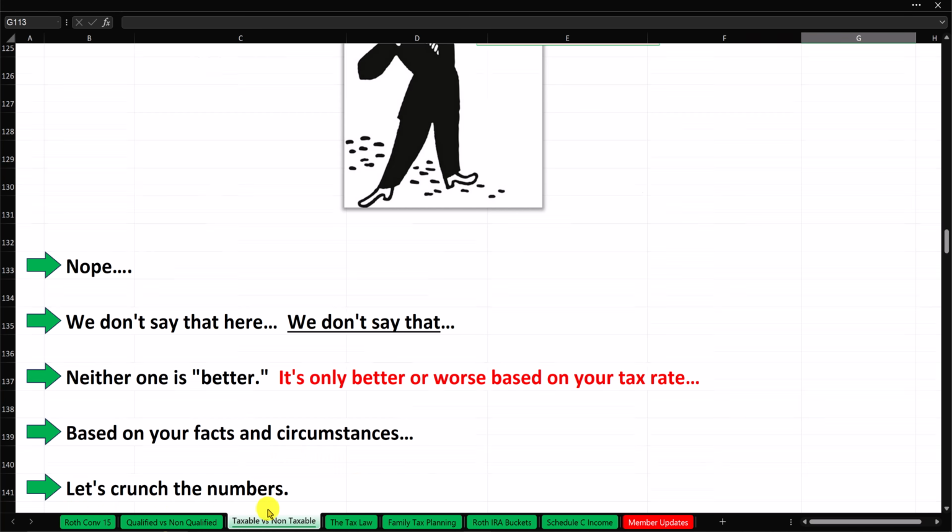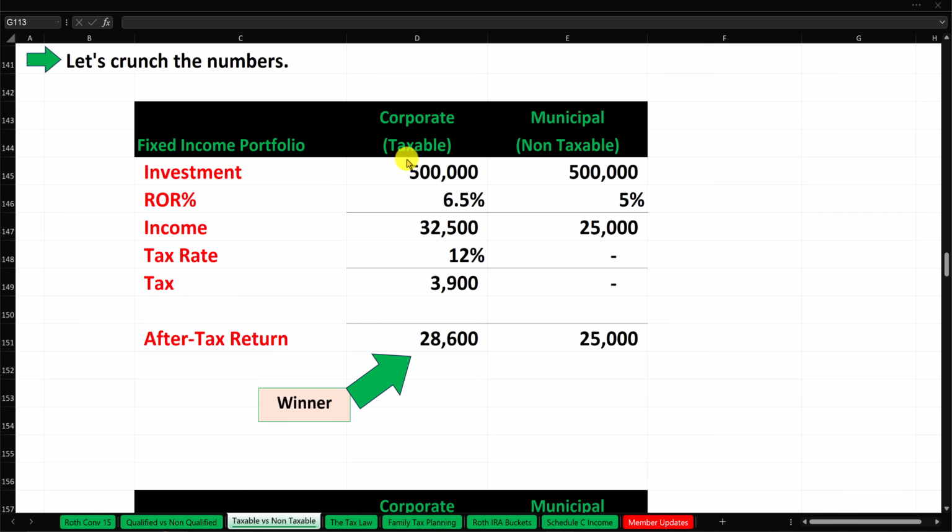Let's crunch the numbers. All right, let's analyze these side by side. So here's our corporate bond portfolio. That's our taxable income stream. Here's our municipal bond portfolio. That's our non-taxable income stream. So let's just say we have $500,000 allocated to each one of these. This one has a rate of return of 6.5% as we discussed, and this one has a rate of return of 5%. That means the income generated for the year off the corporate bond portfolio would be $32,500, and the income generated over here on the municipal bond portfolio is $25,000.